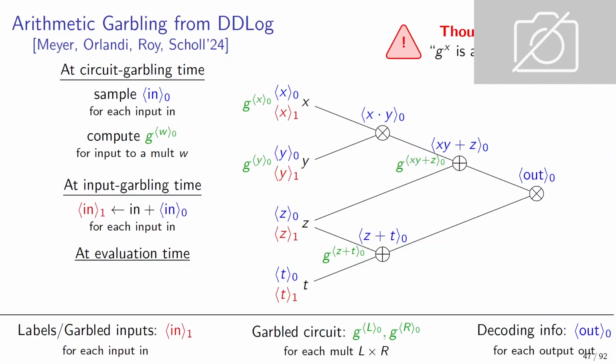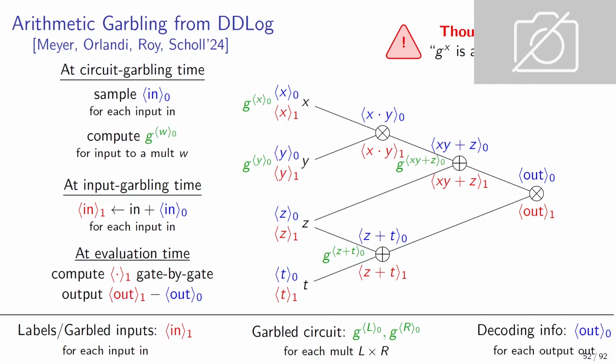Now, when it comes time to evaluate this garbled circuit, assume that the evaluator has been given the linear combination corresponding to the label, meaning it's given the other share of each input. And it just uses the fact that it has access to g to the garbled share, and the DD log, in order to gate by gate compute shares until they compute an output share. Then they just subtract output 0 from output 1, and you're good to go. So this is how you can do arithmetic garbled circuits with actually a pretty good rate, but Lance is going to talk about that, from the DD log.